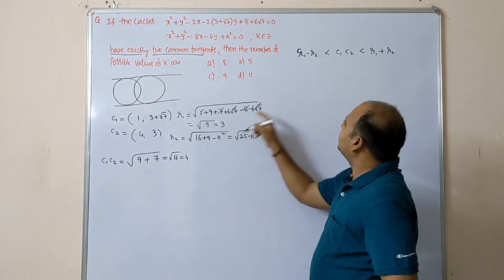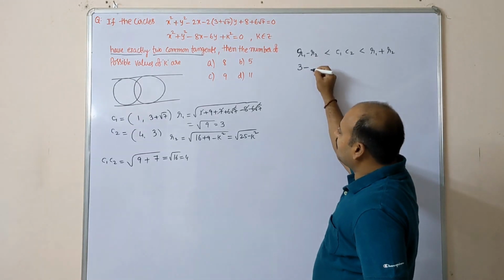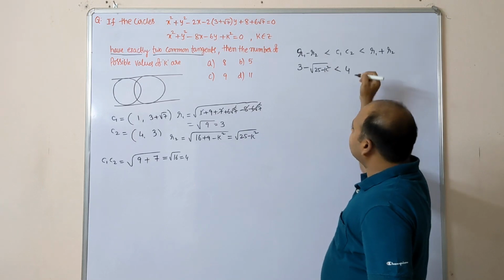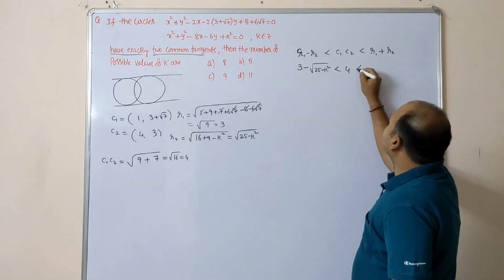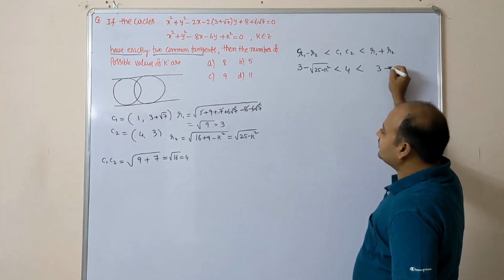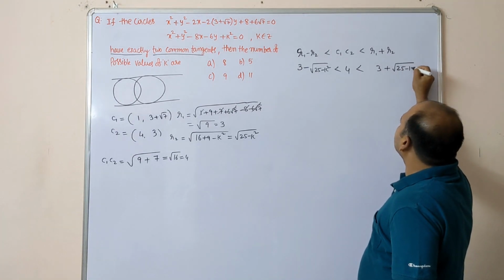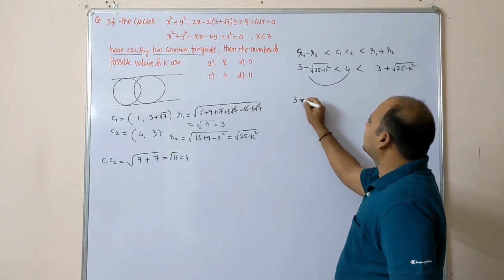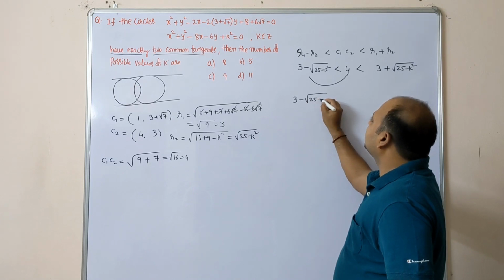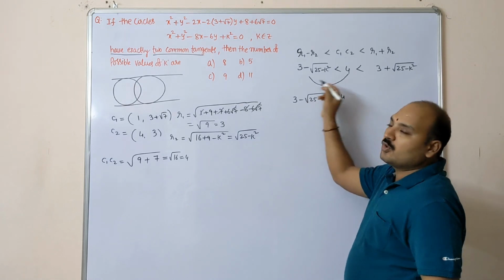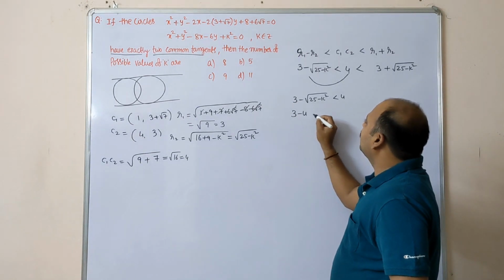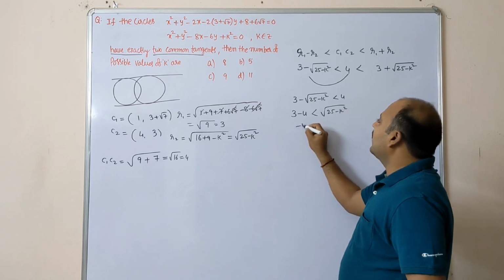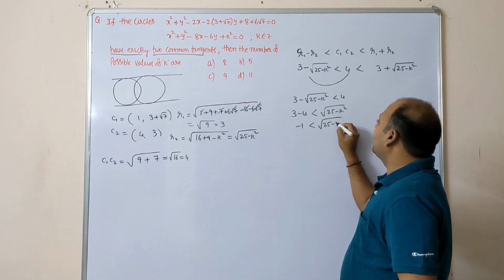R1 value is 3, minus R2 value root of 25 − k², is less than C1C2, which is 4, is less than R1 + R2, so 3 + root 25 − k². Observe, dear students, from these two, if we take like this, 3 − root(25 − k²) < 4. That 4 we can take this side. 3 − 4, so −1 < root of 25 − k².